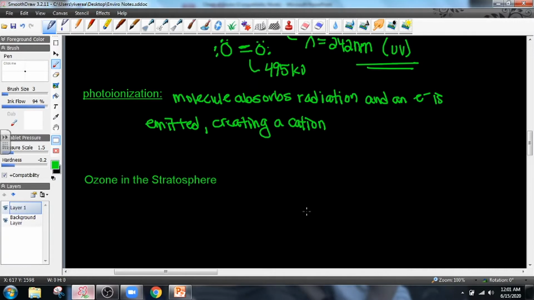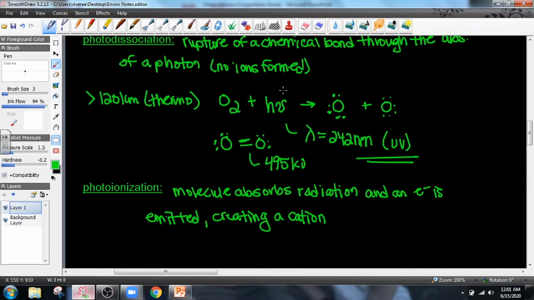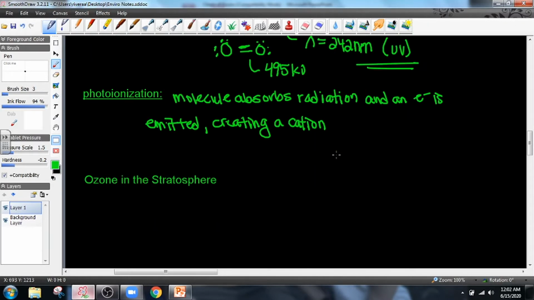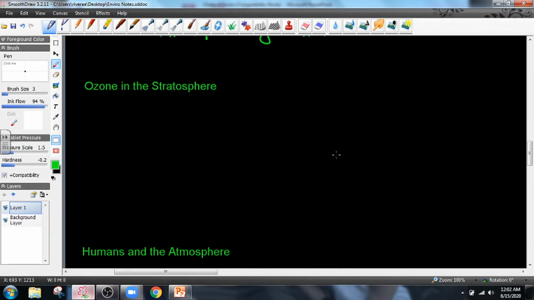Okay. So the reason why I said this reaction is important here, the reaction that breaks down diatomic oxygen into monatomic oxygen atoms, is because these guys are going to be really important in the production of the ozone layer. Now, I'm sure you guys have heard of the ozone layer before. The ozone layer is a shield created at the top of the stratosphere.